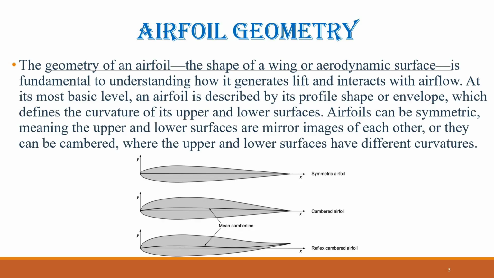Airfoils can be symmetric, meaning the upper and lower surfaces are mirror images of each other, or they can be cambered, where the upper and lower surfaces have different curvatures. Cambered airfoils are designed to generate more lift at lower angles of attack. Some specialized airfoils feature what is called reflex camber, where the trailing edge curves upwards slightly. Reflex camber is commonly used in designs such as flying wings, helicopters, and autogyros to improve stability and control.